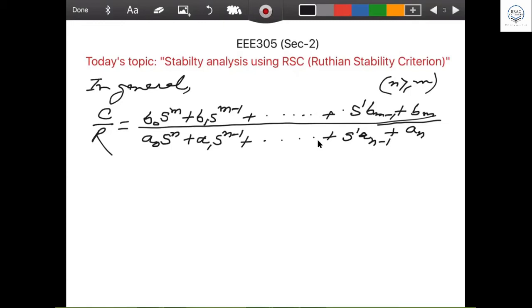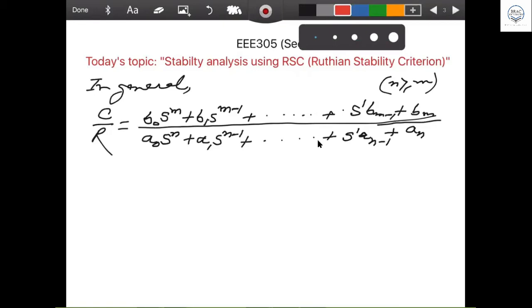It's a partial fraction, you can say a proper partial fraction. So for this one, we can say how many poles and how many zeros there are. Definitely you can say there are n number of poles and m number of zeros, and the number of poles is more than the zeros, so that it is a proper partial fraction. So this is what we can say.